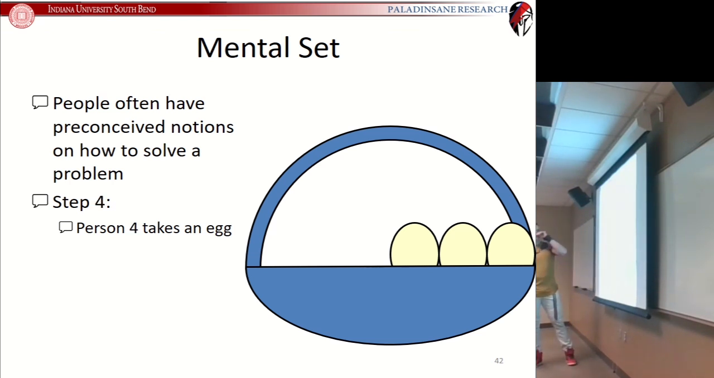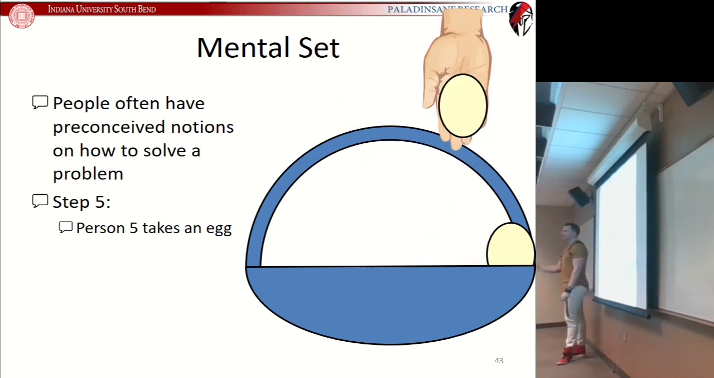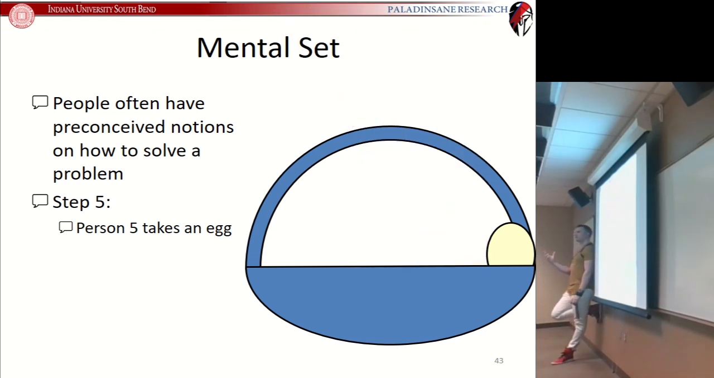Step four, person number four takes an egg. Brings you even closer. Step five, person number five takes an egg. Brings you even closer. And then all of a sudden you get stuck because you have used this successful strategy five times in a row. That success five times in a row has created a mental set. It's created a preconceived notion on how to solve this problem because you have been successful five times in a row. And now applying that to the last egg will leave you unsuccessful because you will have zero eggs in the basket. So now this is where the problem gets difficult.